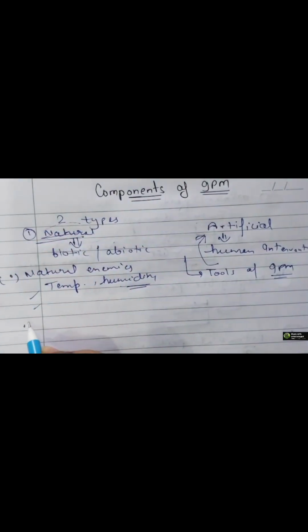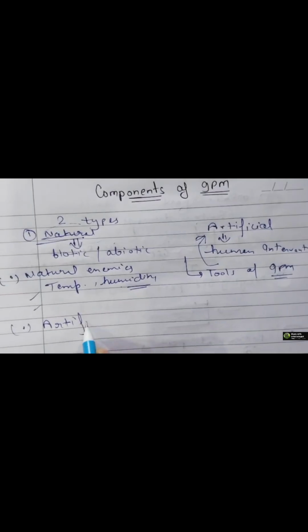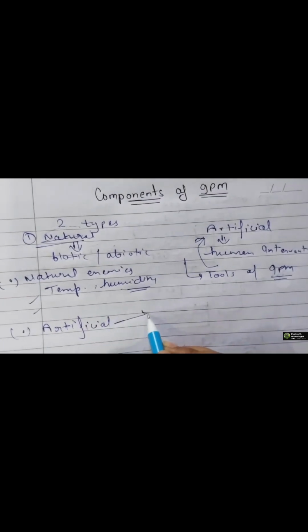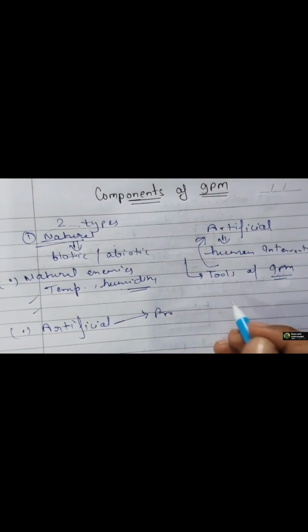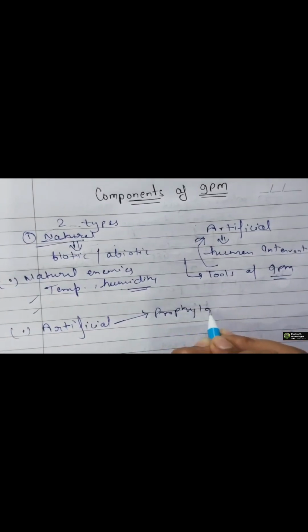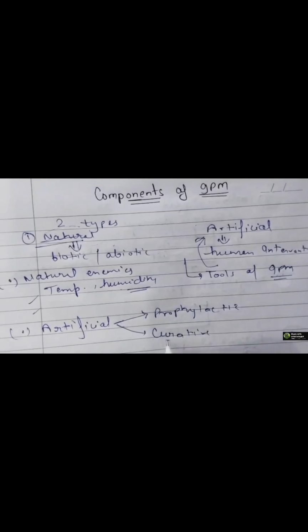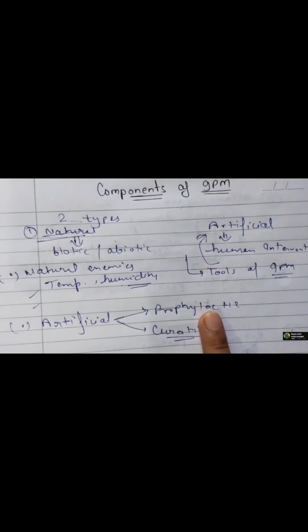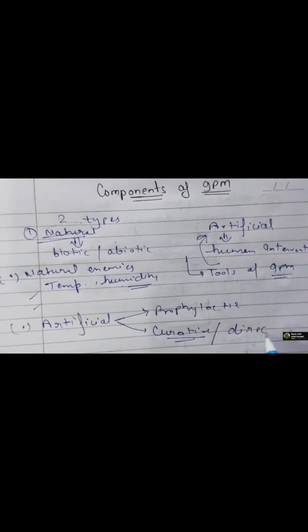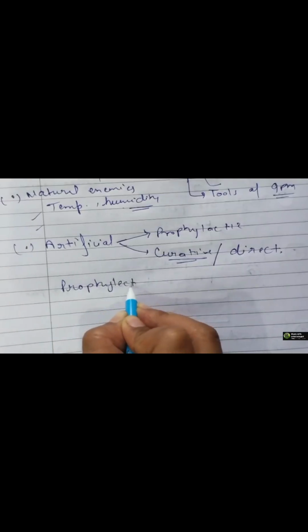Now again, this artificial control is divided into two types. The first is prophylactic and the second is curative. One is prophylactic control, the second one is curative control, or we can say direct control. So now come to the prophylactic. Prophylactic means we have to do something before the coming of the pest.